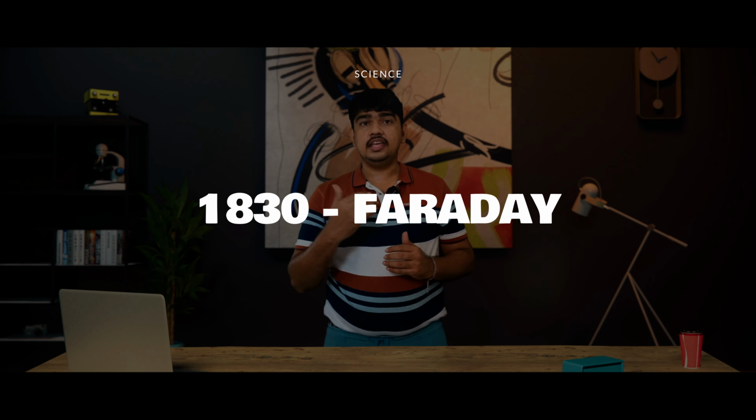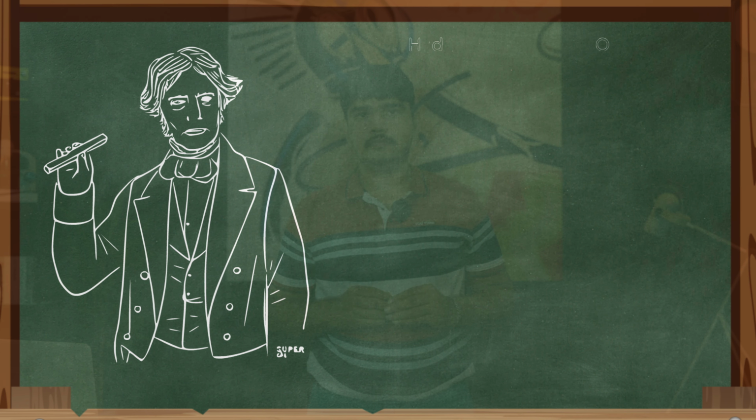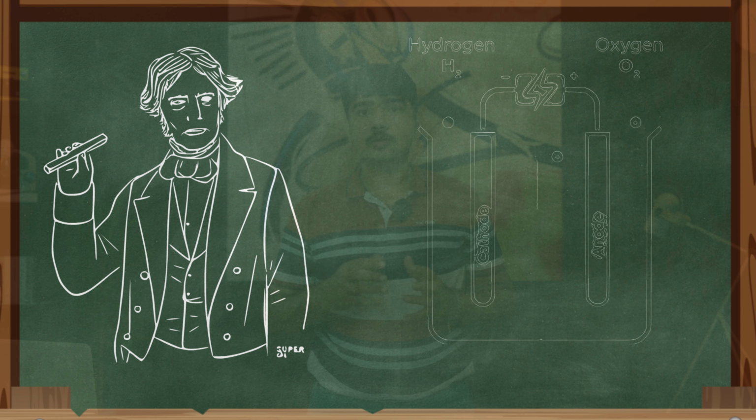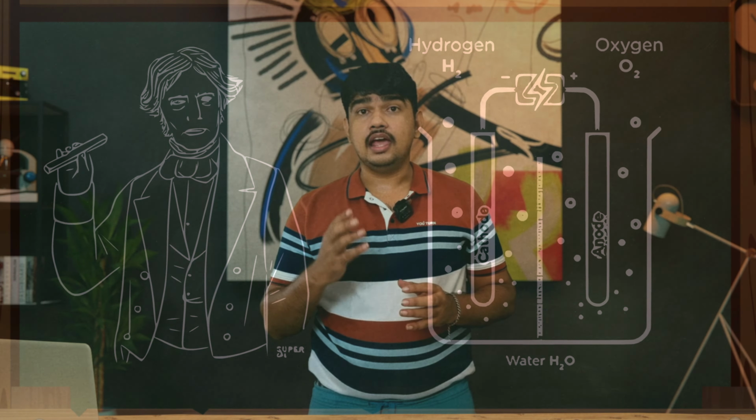Let's jump back to the year 1830 when a scientist named Michael Faraday made a key discovery. He passed electricity through a solution and noticed something interesting happening at the ends of the setup, what we call electrodes. Faraday realized that electricity might be made up of tiny particles. So, what do you think that means about electricity? Could it be more than just energy?